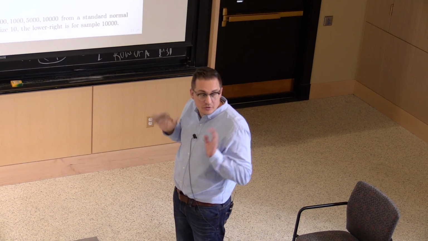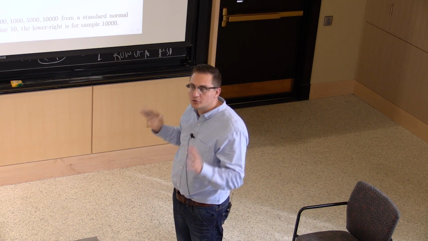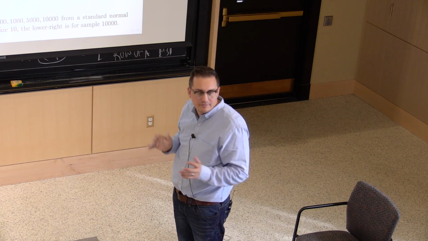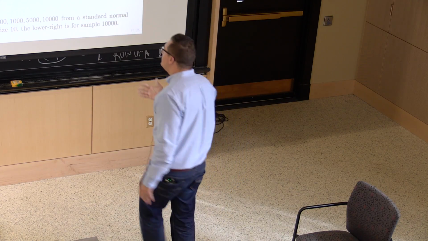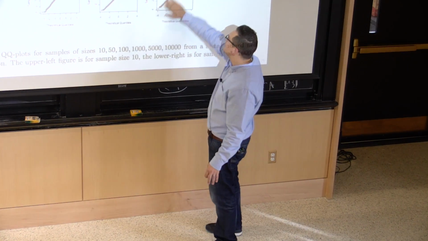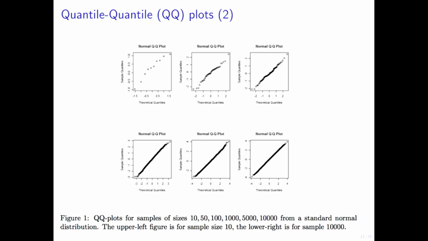But here, what you expect to see is that all the points should be on the 45-degree line, right? There should be the right one. And if you see, when I have 10,000 samples, this is exactly what's happening. So this is as good as it gets. This is an N(0,1) sample plotted against the theoretical quantiles of an N(0,1). As good as it gets.